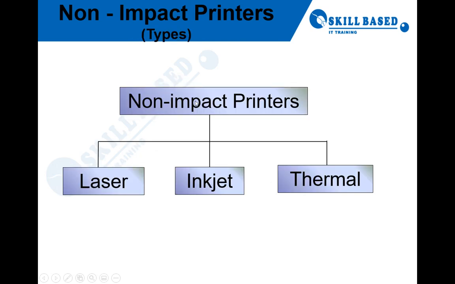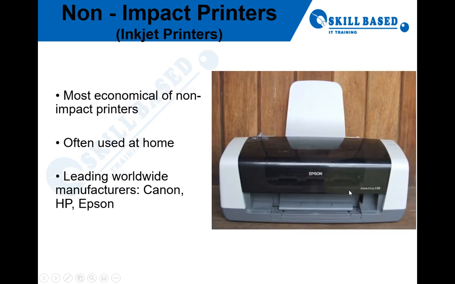For the non-impact printers, we have laser, inkjet, and also thermal. The first printer we talk about is the inkjet printer. Inkjet printers are the most economical of the non-impact printers because they are cheap. Usually, for 100 ringgit you can find a printer with 4 colors. Because it's very cheap, it's often used at home, and by children to do portfolios for their secondary and primary school projects. Families can afford to purchase inkjet printers with 4 colors.